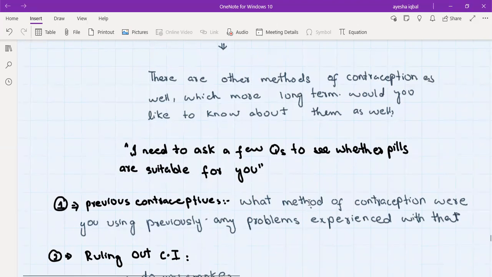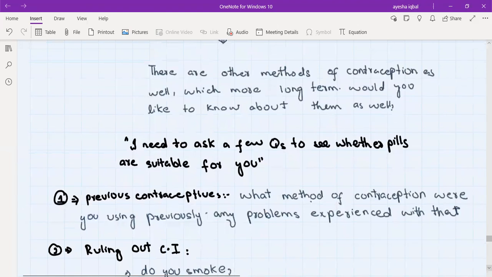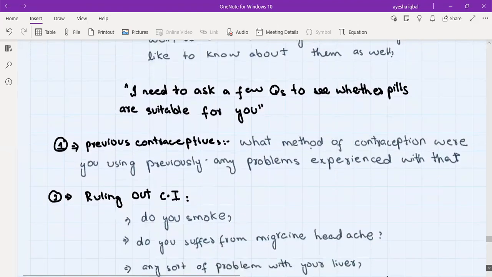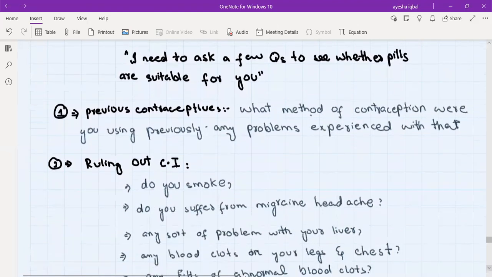Then you will start with any previous contraceptive methods. What methods of contraception was she using previously, what were the problems that she experienced with it, and why does she want to change it now? Then we will ask the contraindication questions.